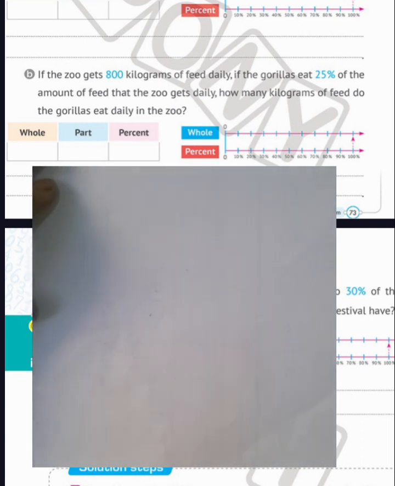Question letter B. If the zoo gets 800 kilograms of feed daily, and the gorillas eat 25% of the amount of feed that the zoo gets daily, how many kilograms of feed do the gorillas eat daily in the zoo? We have the zoo gets 800 kilograms, the total. The animals in the zoo eat 25% of the amount of food. We want to find the part here.